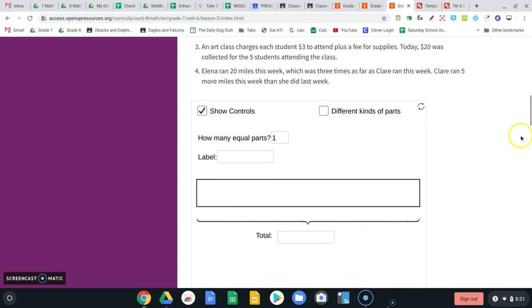Number 3, an art class charges each student $3 to attend, plus a fee for supplies. Today, $20 was collected for the 5 students attending the class. All right, pause the video here, do your work, and then compare it to mine. Okay, let's try this. $20 was collected for 5 students, so that's a total of $20. 5 students, that's how many parts we're going to have.